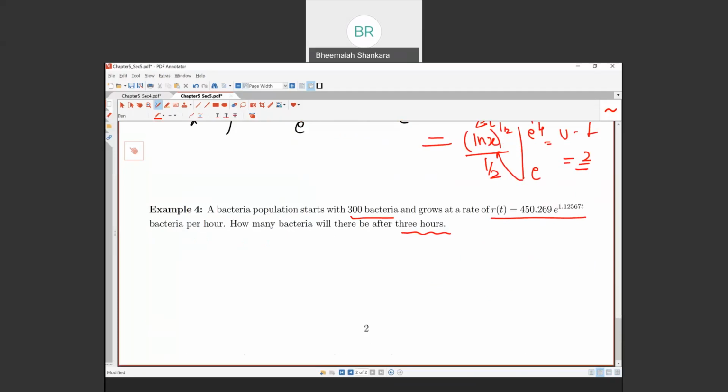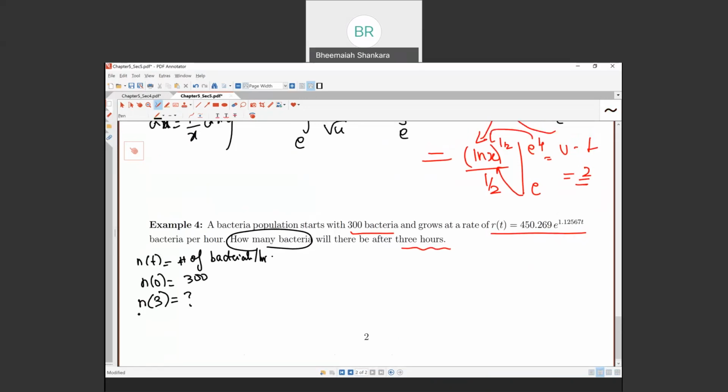So first come up with an unknown term here, which is n. How many bacteria? You're counting the number of bacteria. So write n of t equals the number of bacteria. N at 0: initially you had 300 bacteria. You're asked to find the bacteria after 3 hours, so n at 3 is your question. You want to find n at 3.